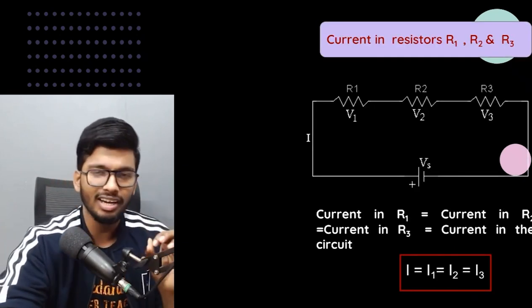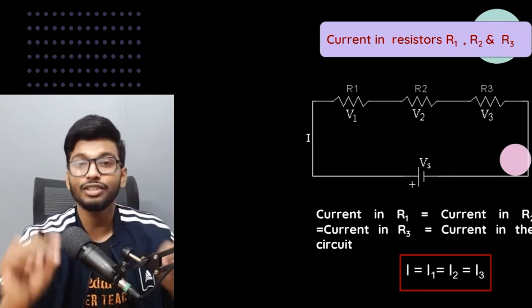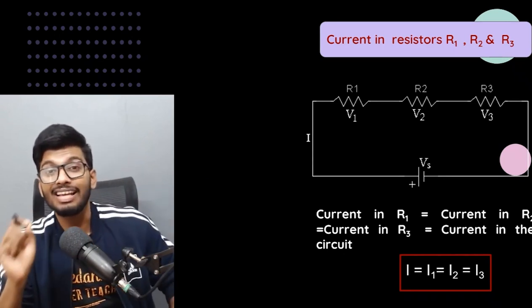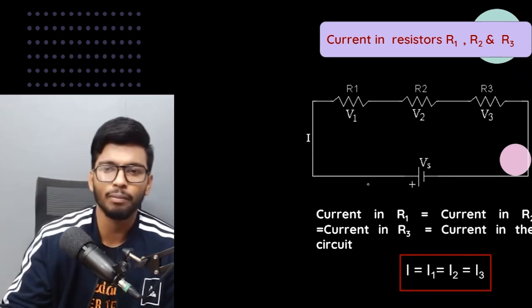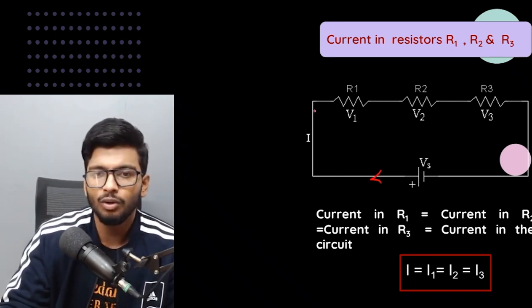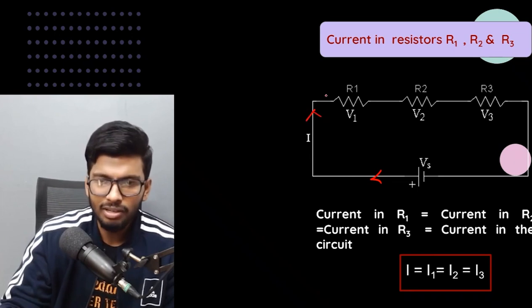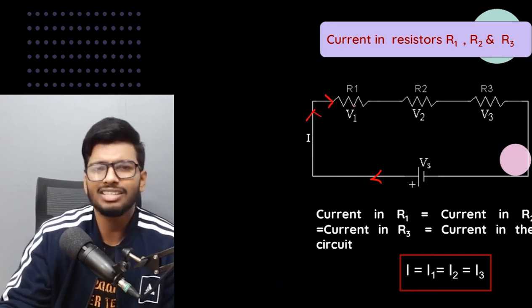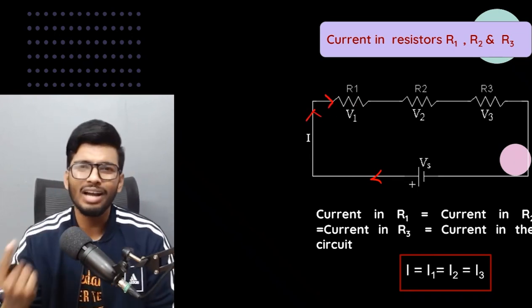The first thing, guys, is that in series connection, current will remain exactly the same. Because just think about it, people. Current is always flowing from the positive terminal to the negative terminal, right? So if you look at this, the same current I will flow through, because there's no other path for current to flow. There's only one single path.